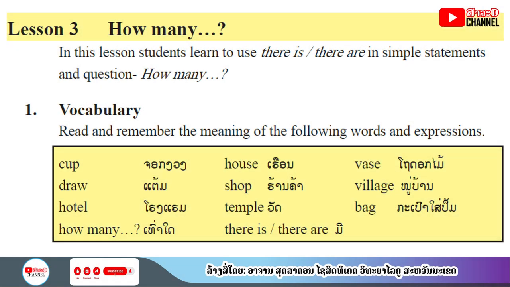Lesson 3. How many? In this lesson, students learn to use there is, there are, in simple statements and questions, how many? Exercise 1. Vocabulary. Read and remember the meaning of the following words and expressions. Cup, draw, hotel. How many? House, shop, temple. There is, there are. Vase, village, bag.